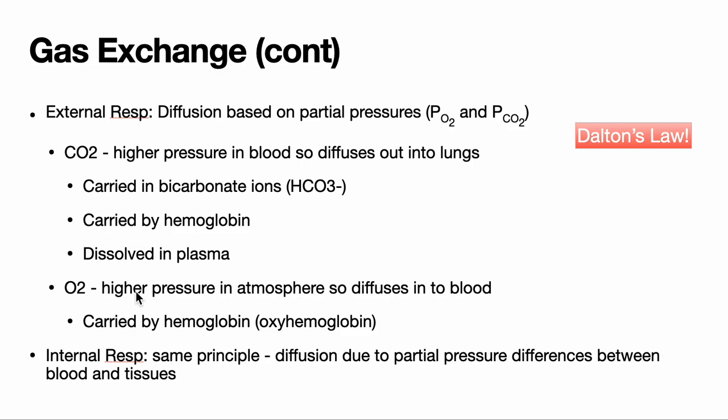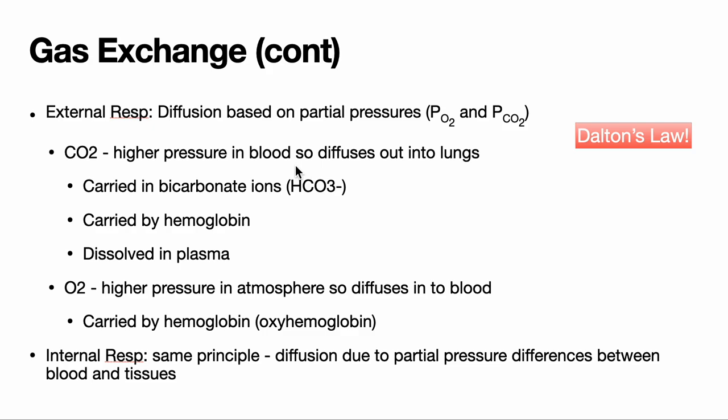Also, just important to remind ourselves, because you could be asked, how are we moving carbon dioxide and oxygen in the blood? Well, oxygen, you already know, is carried by hemoglobin in red blood cells. And when hemoglobin has oxygen bound to its iron molecules, we call it oxyhemoglobin. And the higher pressure in the atmosphere allows for oxygen to diffuse into the blood. So that's all we get. Again, we have the right partial pressure differences.